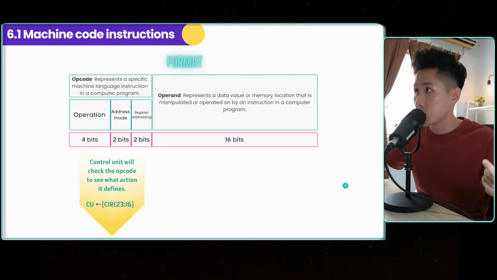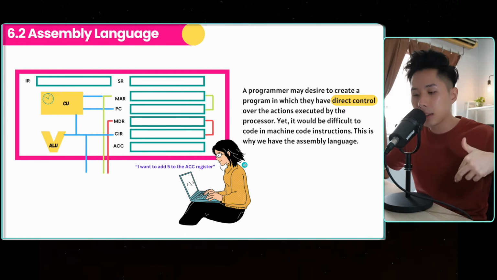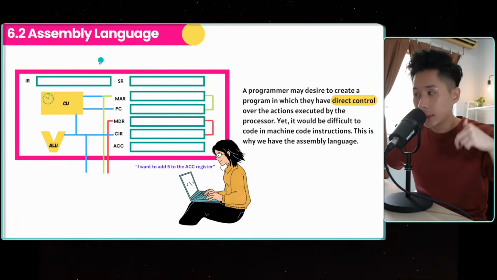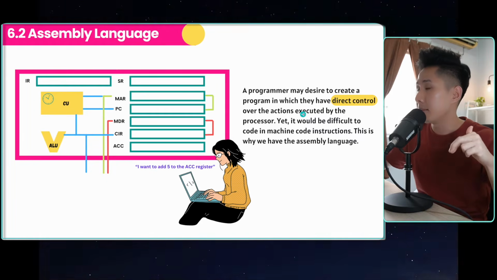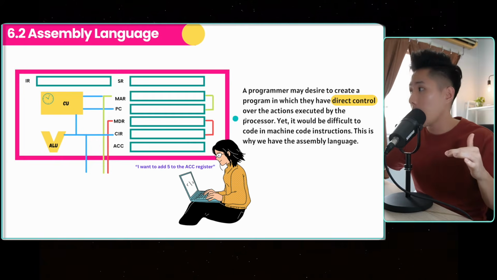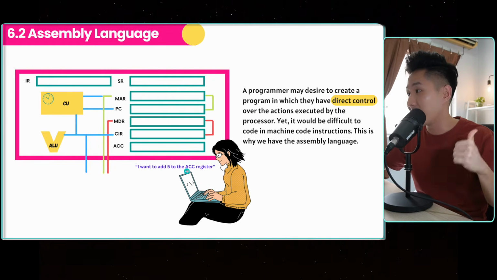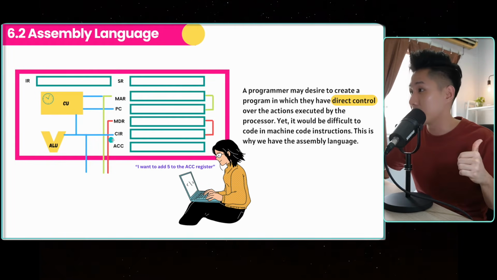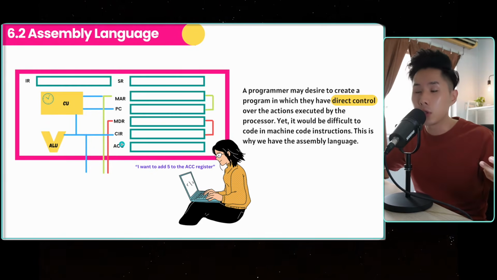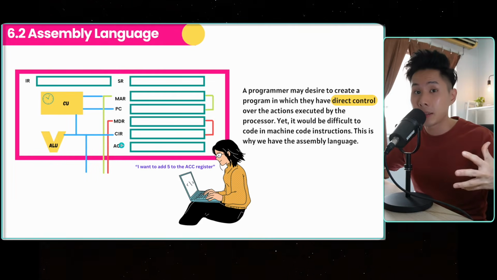So this is just machine code instruction, but the main topic for this video today is called assembly language. So let's discuss why it is needed. Sometimes a programmer may desire to create a program in which they have direct control over the actions executed by the processor. For example, this programmer said, I want to add 5 to the ACC register, which is the accumulator. This can be done in an assembly language, but it cannot be done if you're using a high-level programming language like Python.